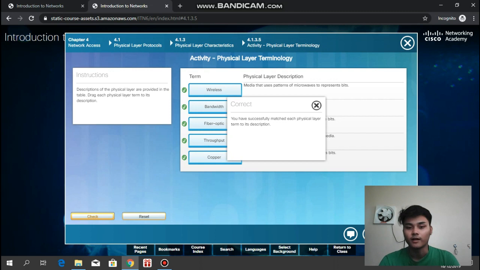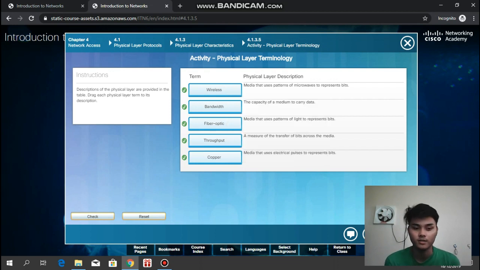Correct. You have successfully matched each physical layer term to its description. So we already answered it and we are checking it. It's all correct.